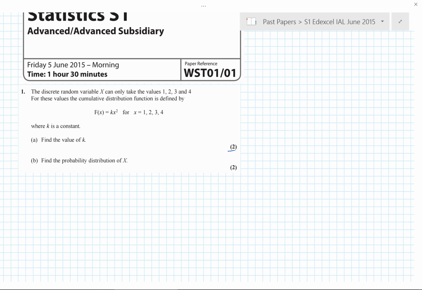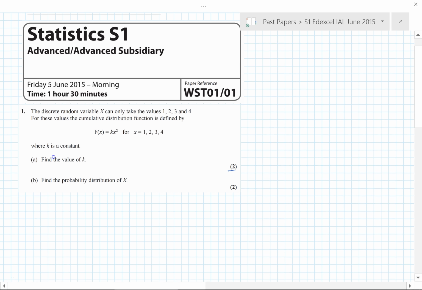Okay, so we're doing the S1 International Edexcel 2015 paper. The first question is a cumulative distribution function question. The cumulative distribution function is basically defined as this: F(x) is the probability of the value of X being less than or equal to that value x.